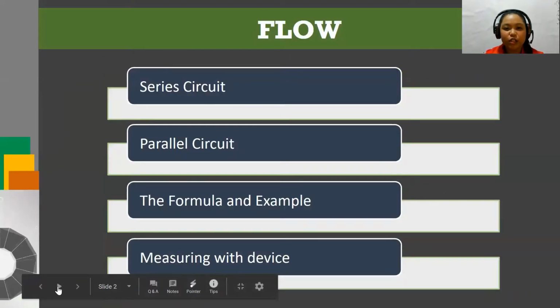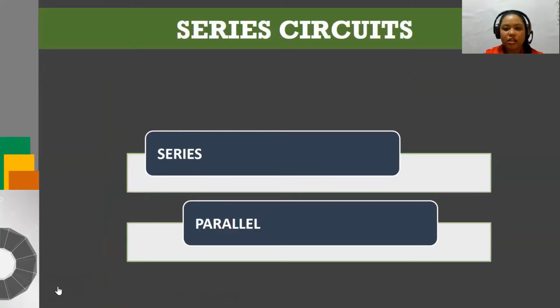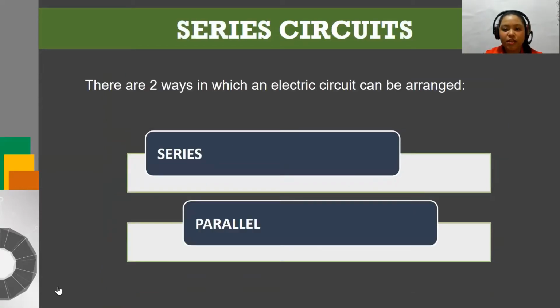So we have here the flow of our discussion. We have the series circuit, the parallel circuit, the formulas and examples, and then the measuring with device. So I have here two types of arrangement. There are two ways in which an electric circuit can be arranged. We have series and parallel.